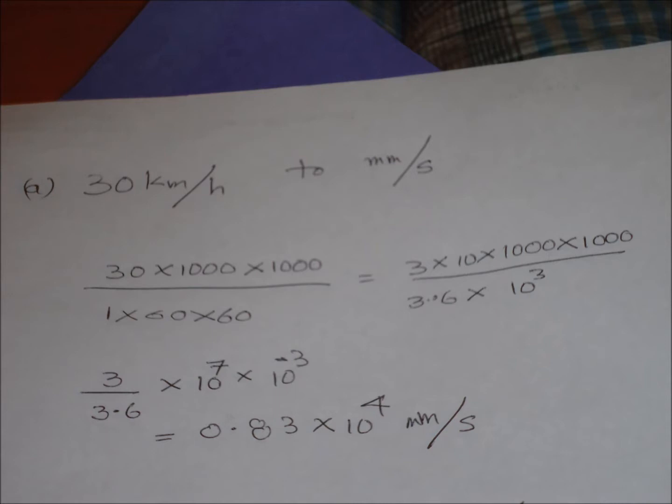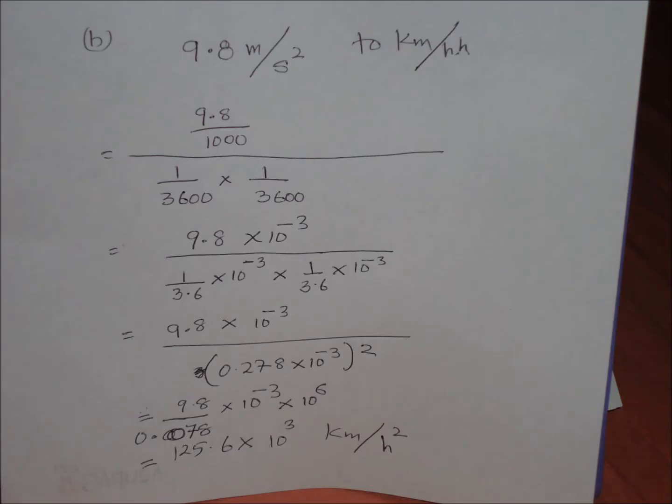So now 3 on 3.6 is 0.83, and 10 to the 7 times 10 to the minus 3, add the indices, is 10 to the 4. So it's 0.83 times 10 to the 4 meters per second. That's part A. Part B is 9.8 meters per second squared to be converted to kilometers per hour squared.